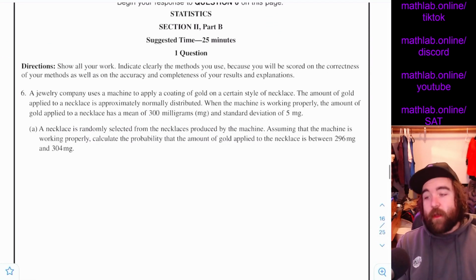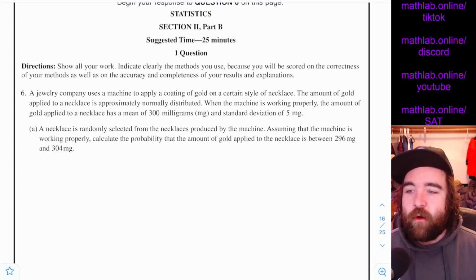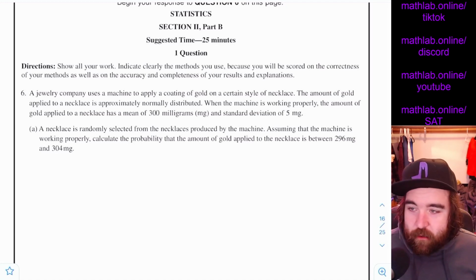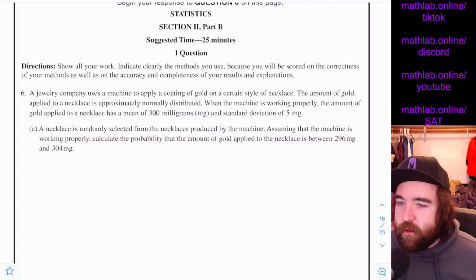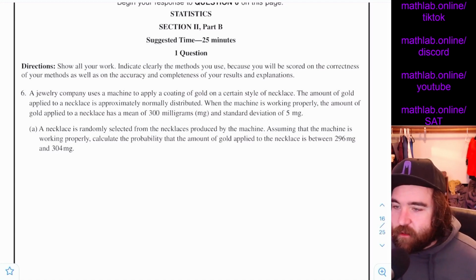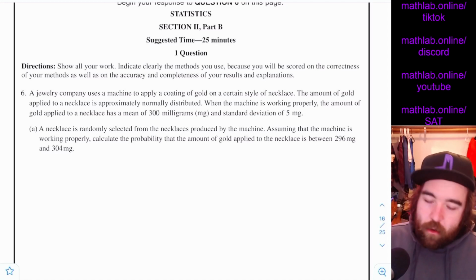So I've heard Cleo and her gold necklaces. A jewelry company uses a machine to apply a coating of gold on a certain style of necklace. The amount of gold applied to a necklace is approximately normally distributed. When the machine is working properly, the amount of gold applied has a mean of 300 milligrams and a standard deviation of 5 milligrams. A necklace is randomly selected from the necklaces produced by the machine. Assuming that the machine is working properly, calculate the probability that the amount of gold applied to the necklace is between 296 and 304.